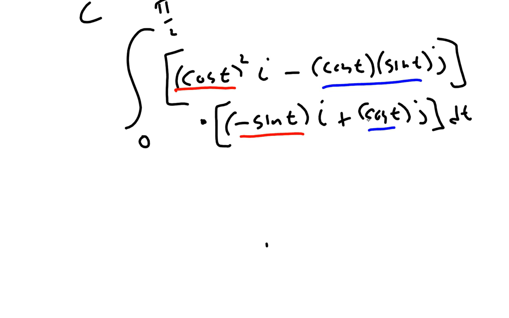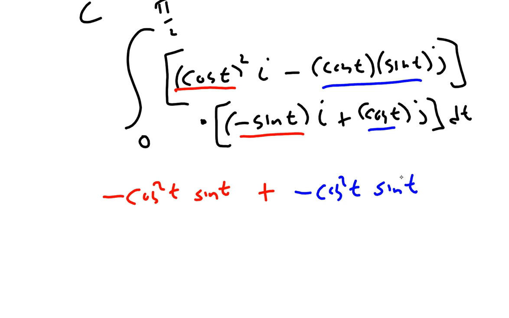Something pretty nice happens here, actually. When you multiply the two red ones together, you get negative cosine squared t sine t. And you put a little plus. That little plus comes from the dot product. That's what the dot product says: you multiply the x components and the y components from each corresponding vector, and then you add them together. So that's where that plus is coming from. And then over here, interestingly, you also get another negative cosine squared t sine t. So that's actually pretty nice.